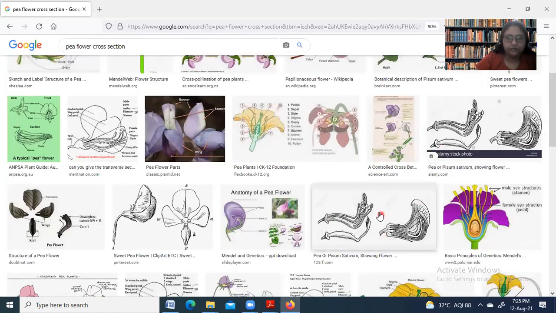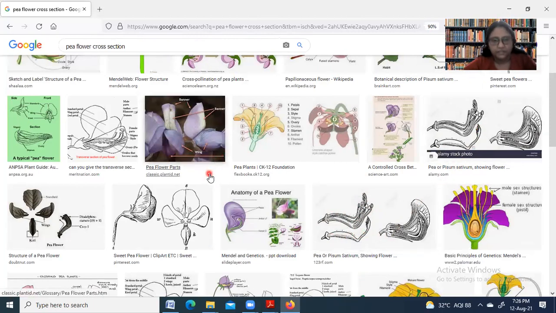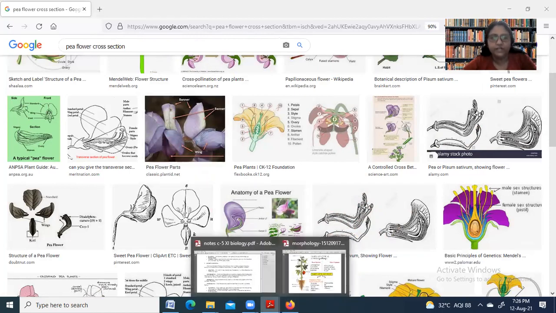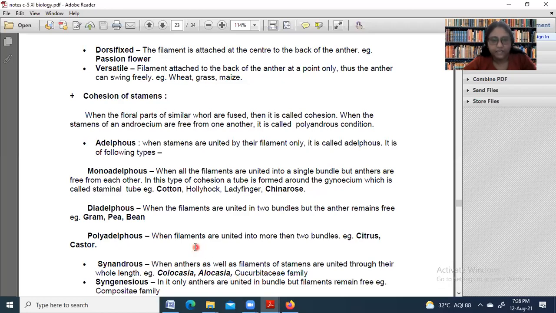If you take a cross section, you can see that there is one bunch where many anthers are together. 9 anthers are together in a bunch, and one single anther is there which is separated from the others. So it is present in 2 bunches. That's why we call it diadelphy. And polyadelphous means this is the case where more than 2 bunches are present.